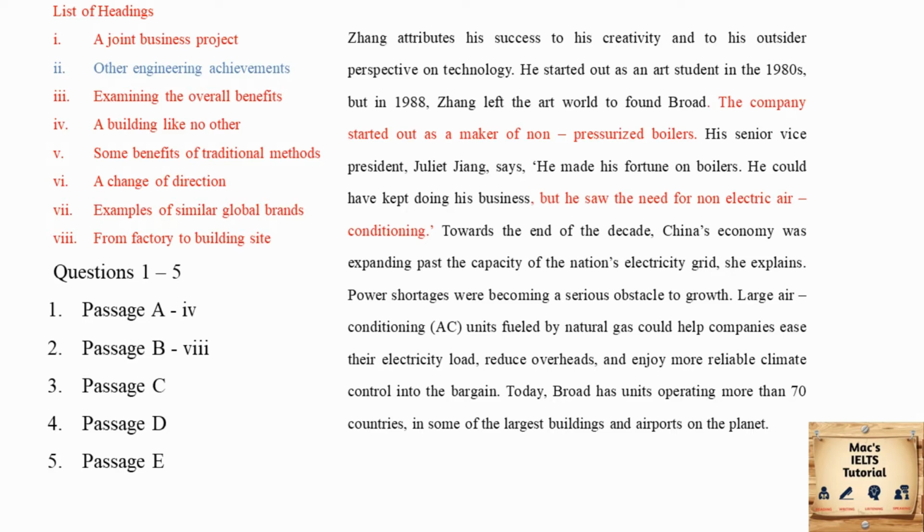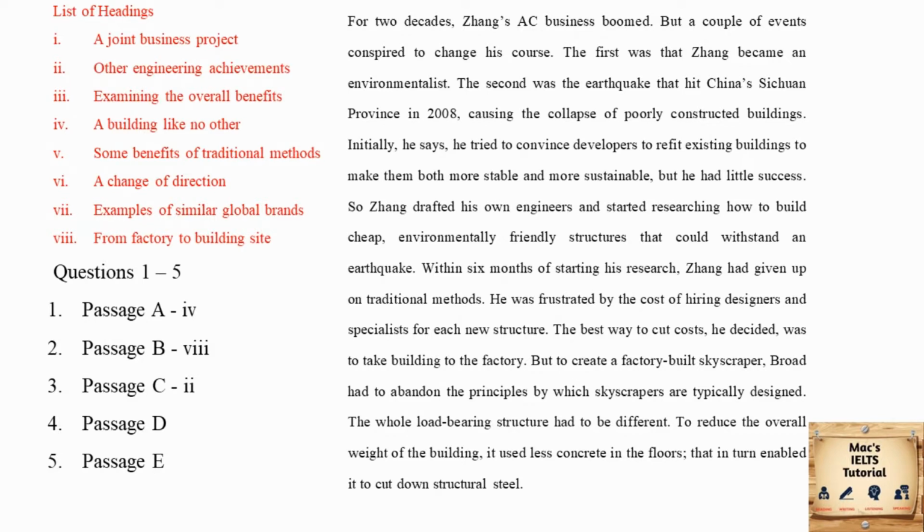We will now go through paragraph D. For 2 decades, Zhang's AC business boomed. But a couple of events conspired to change his course. The first was that Zhang became an environmentalist. The second was the earthquake that hit China's Sichuan province in 2008, causing the collapse of poorly constructed buildings.